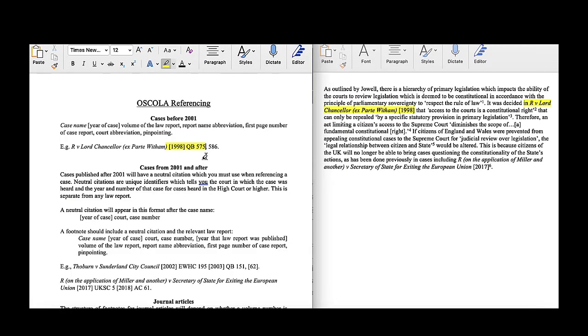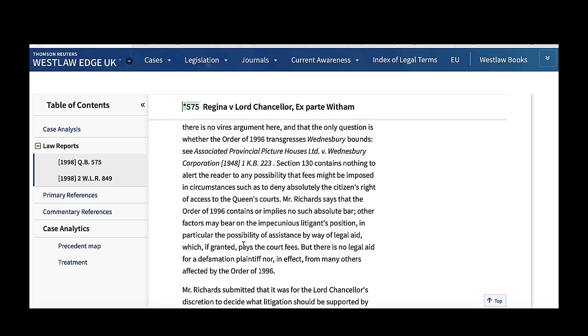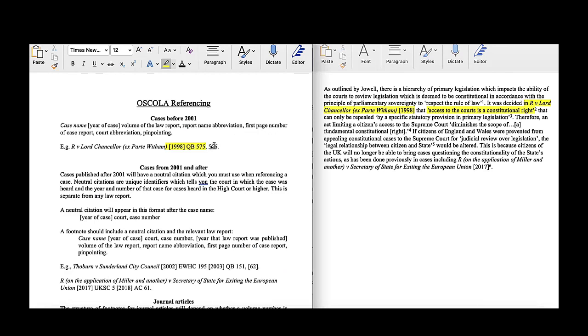As a specific quote is used, you must find the location of the quote within the law report. As you can see here, the quote is from page 586. Therefore, you would add this onto the end of the OSCOLA reference to pinpoint the quote. This reference should then be inserted as a footnote after the quote.